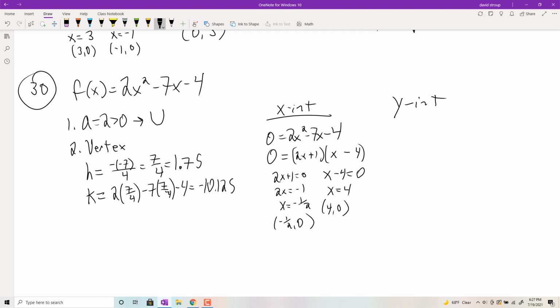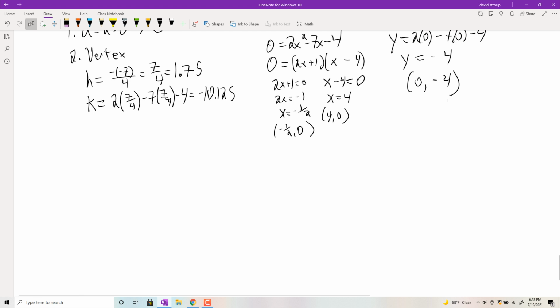Y-intercept, a little easier to figure out, right? For the y-intercept, you let x equal 0. So you get 2 times 0 squared is 0, 7 times 0, minus 4. So y will just be -4. So I get 0, -4. Okay, then I want to plot all this. It's a happy face picture.